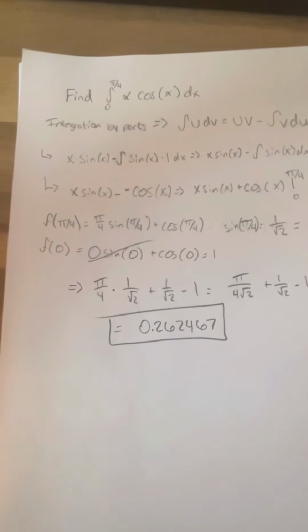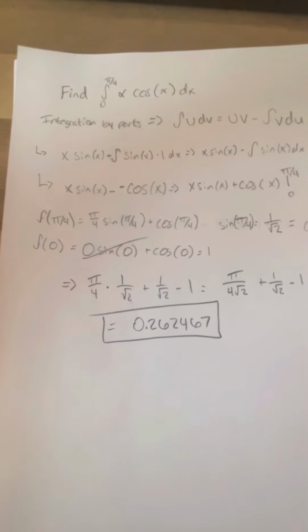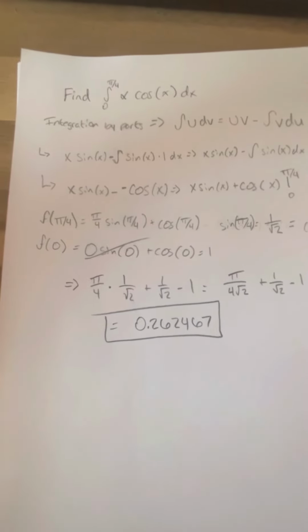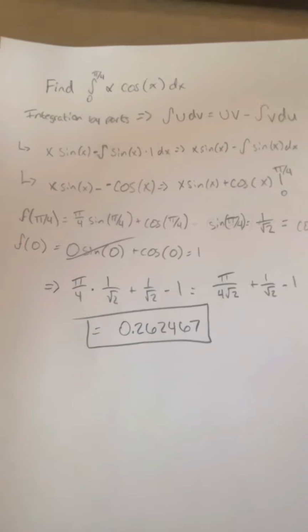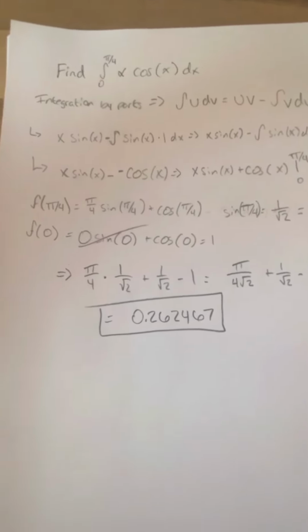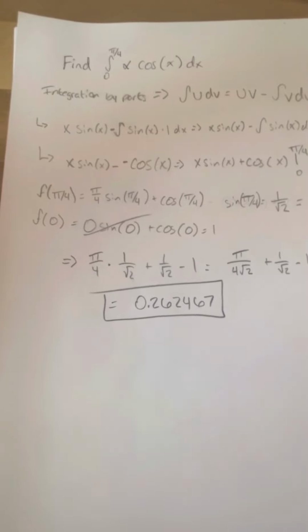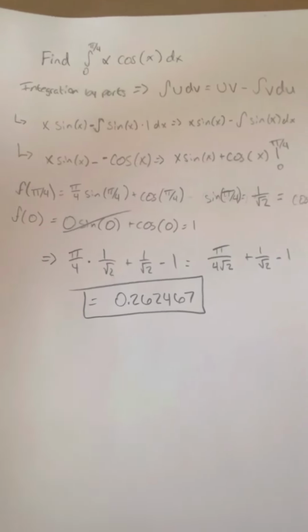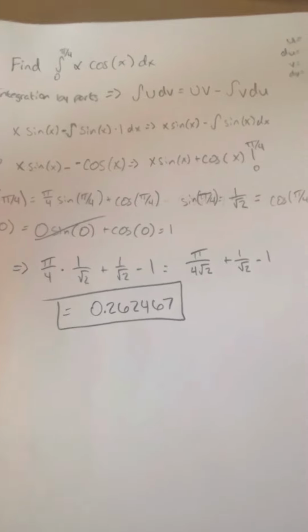And the function evaluated at 0 is equal to 0 sine of 0, and we can just eliminate that because anything times 0 is 0, plus cosine of 0, which is equal to 1. We end up with pi fourths times 1 over square root 2 plus 1 over square root 2 minus 1.